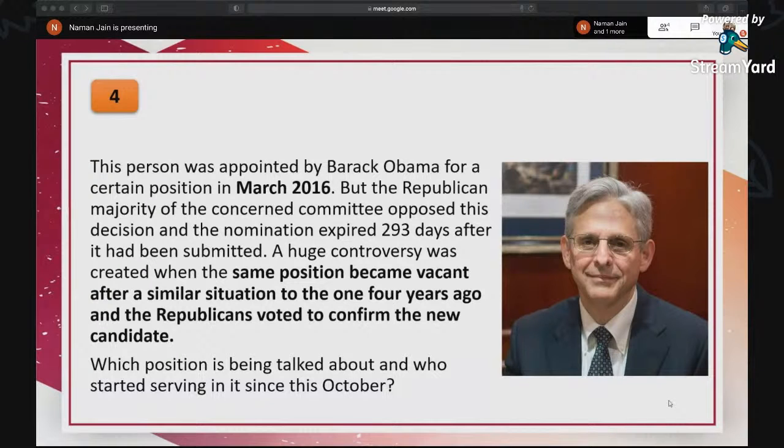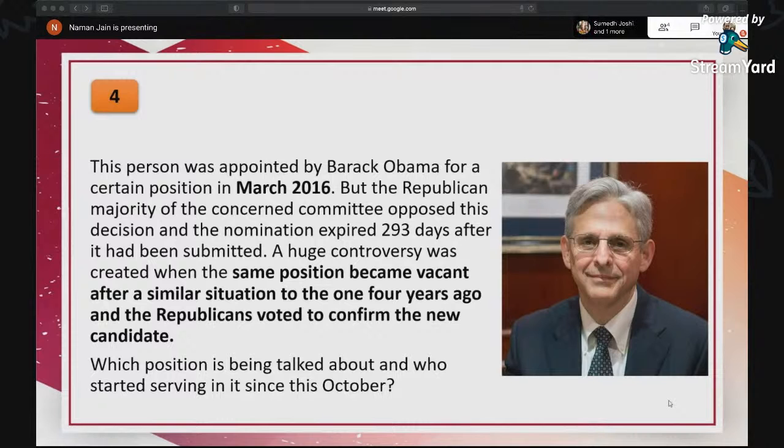Okay, so just look at what type of questions I'm doing in this round. It is a tribute round, so that should give you a fair idea. And it is a position. Someone new started serving in that. And yeah, fairly easy. I just need the new person and the position, not the old person who was serving in it. A similar situation arose 4 years ago, so you must get a fair idea who the person is. Very much talked about.